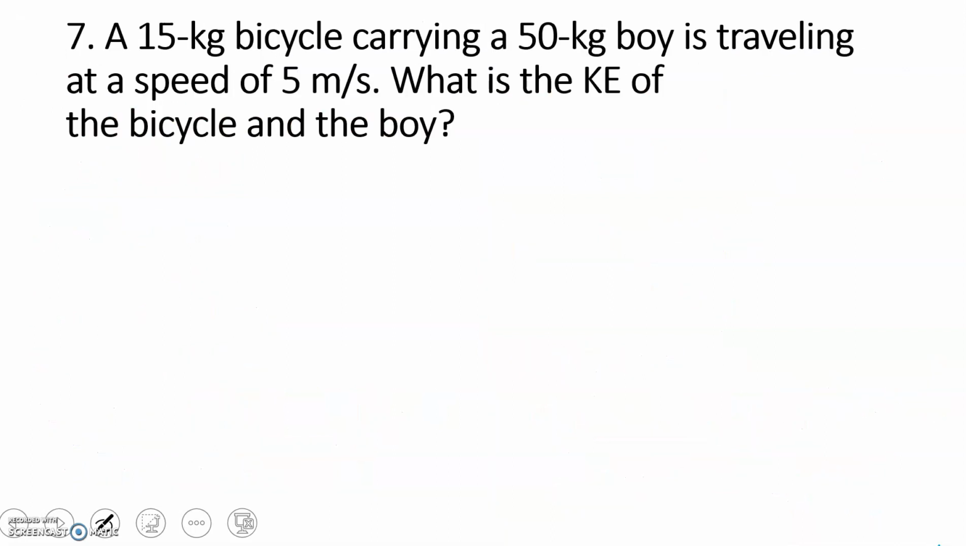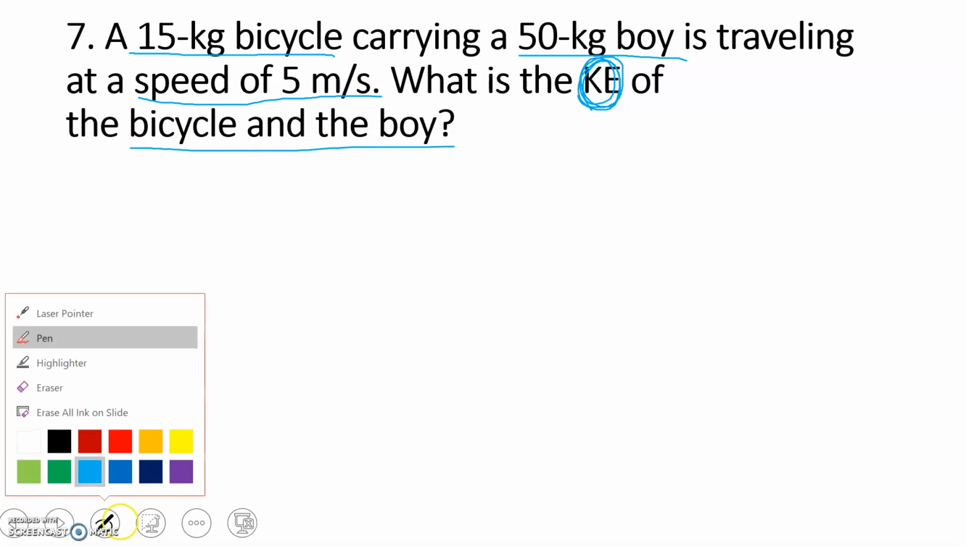All right, number 7. A 15-kilogram bicycle is carrying a 50-kilogram boy, and they are traveling at a speed of 5 meters per second. What is the kinetic energy? Kinetic energy, because yeah, they are moving, they're traveling, they have some sort of motion, of the bicycle and the boy. So bicycle and the boy.